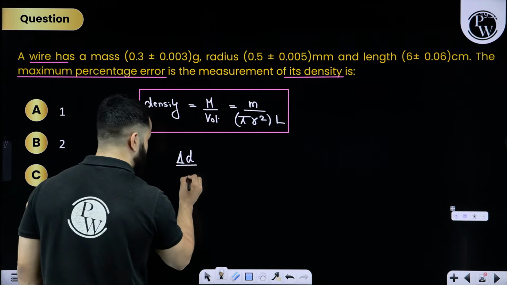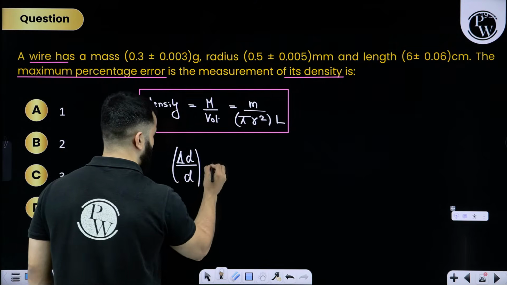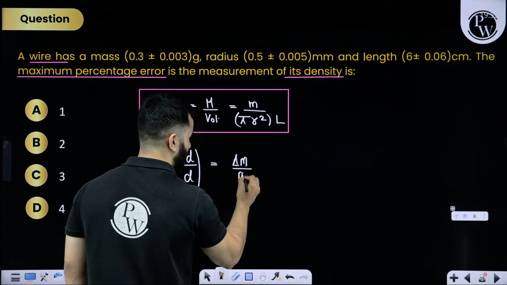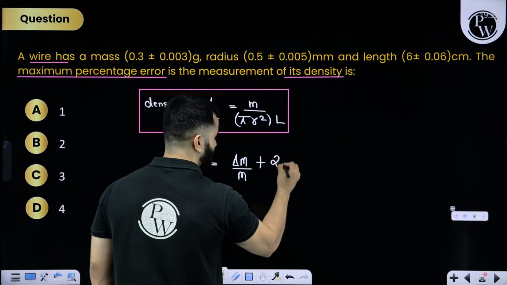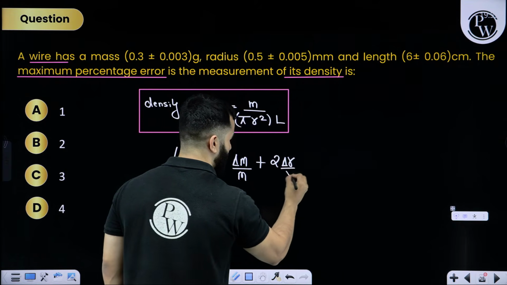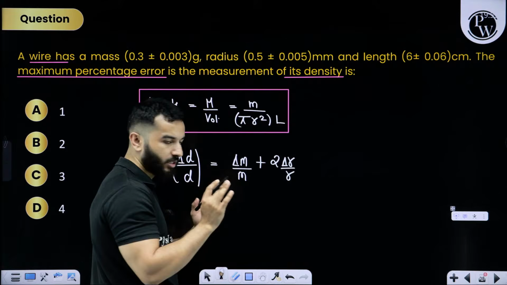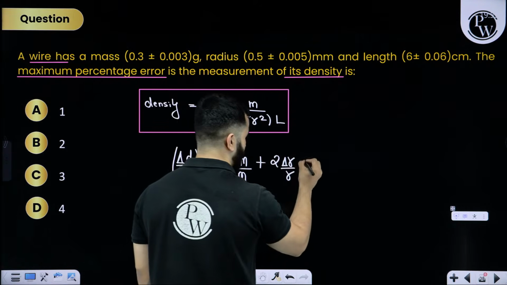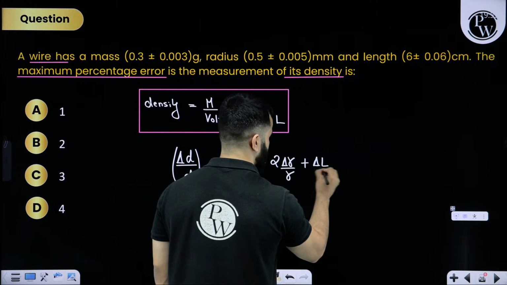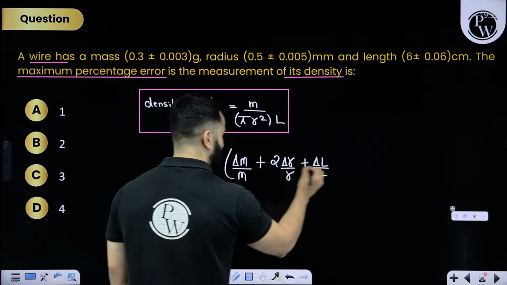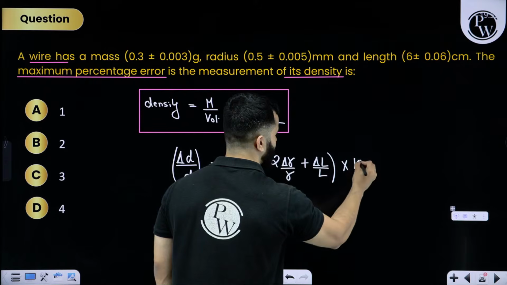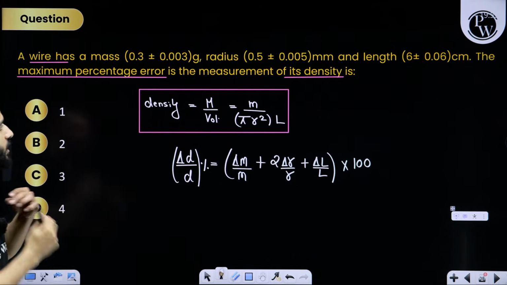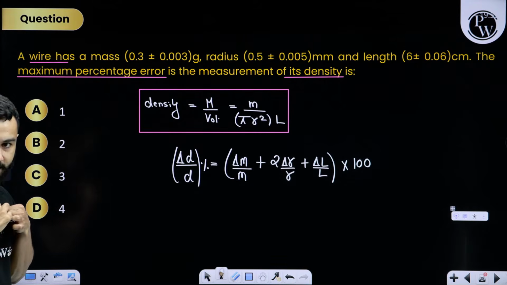So delta D upon D will be, first of all, written as delta M upon M plus 2 times delta R upon R. Pi has no error. Although we are going to consider it as a constant, plus delta L by L. Clear? Multiplied by 100, so you will get your answer in percentage. They want us to find the answer in, obviously, percentage error. They have said it. Clear?